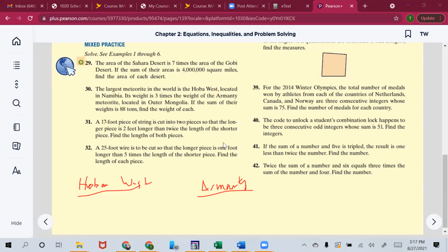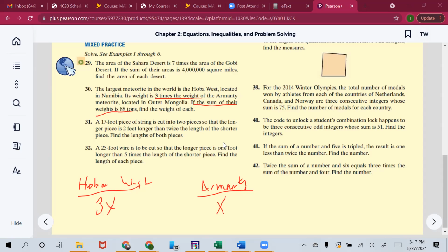Because the Hoba West is 3 times the weight of the Armonti, and we don't know the weight of the Armonti, I'm going to call the weight of the Armonti X. So its weight is X. That means that the Hoba West is 3 times that weight. Well, what does 3 times mean? Let's multiply that by 3. So we got 3x.